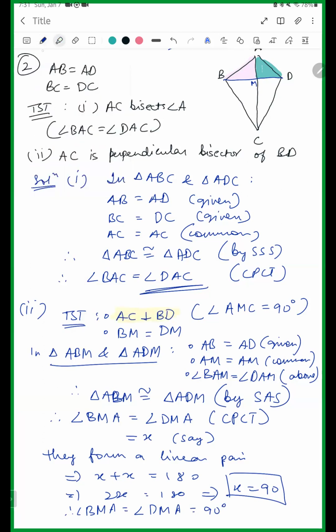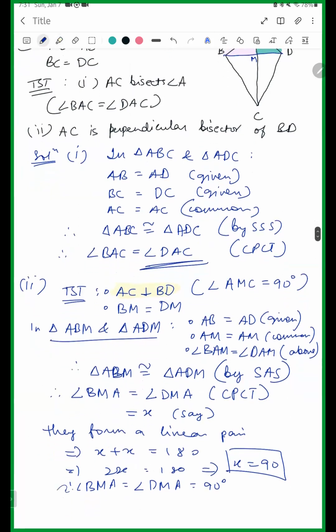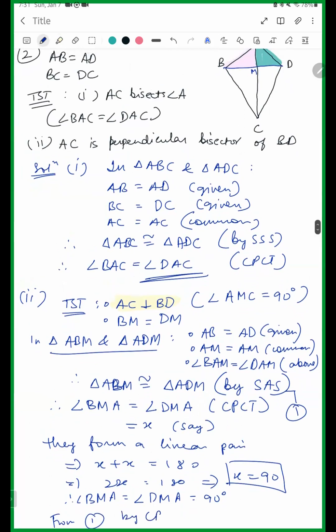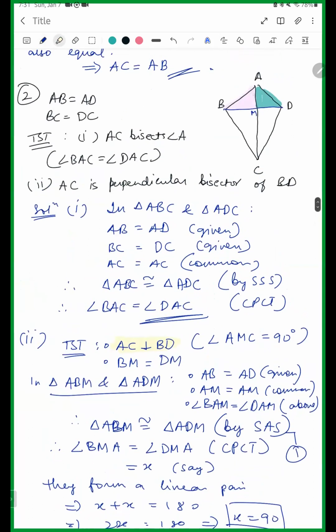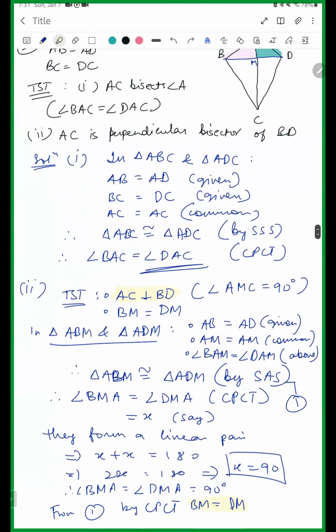The second part you can also show over here itself. Since these two triangles are congruent, as shown in equation 1, therefore by CPCT, BM is equal to DM.